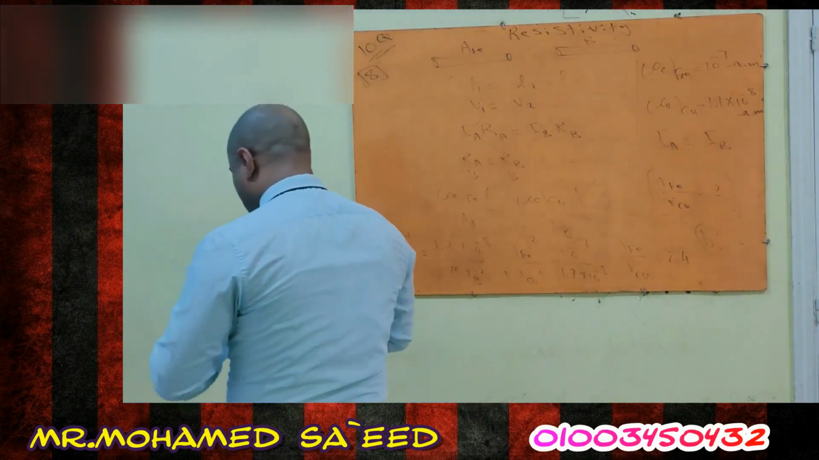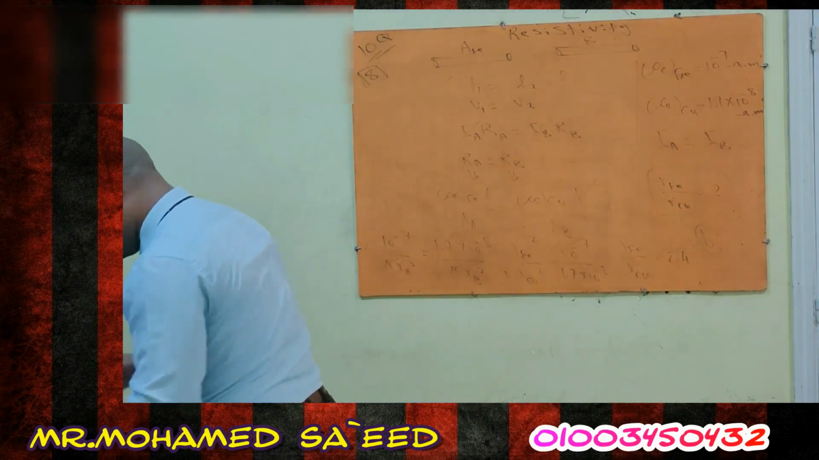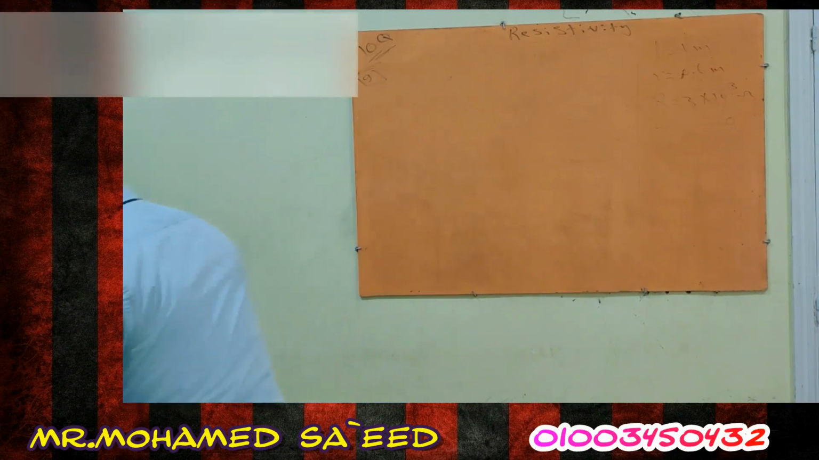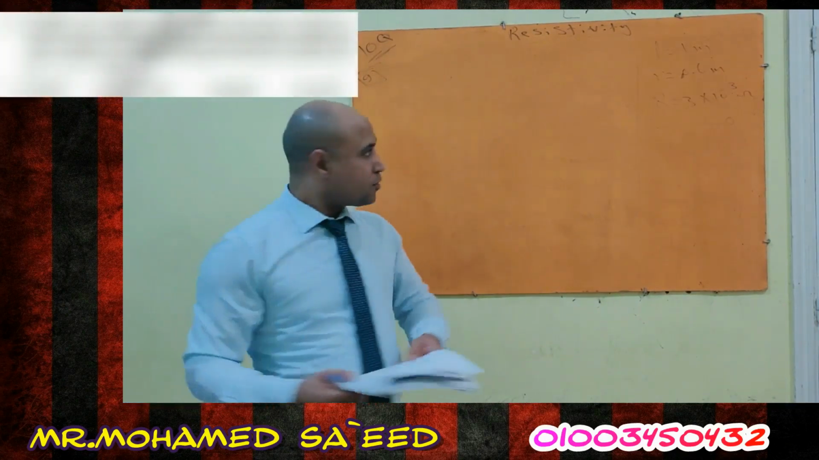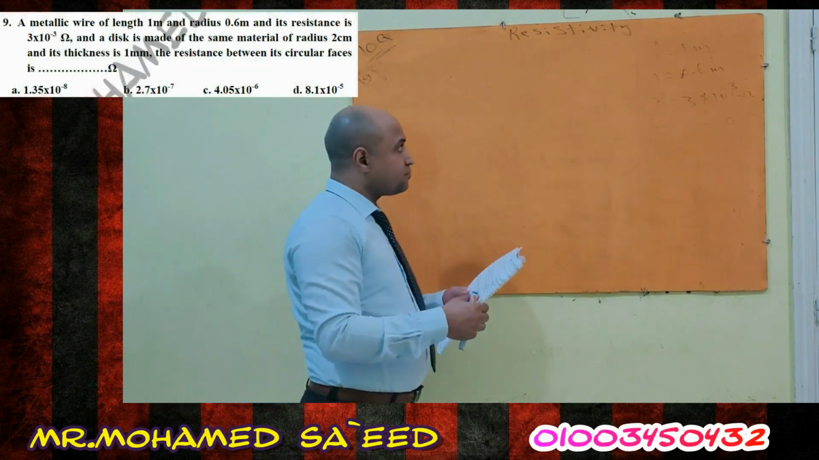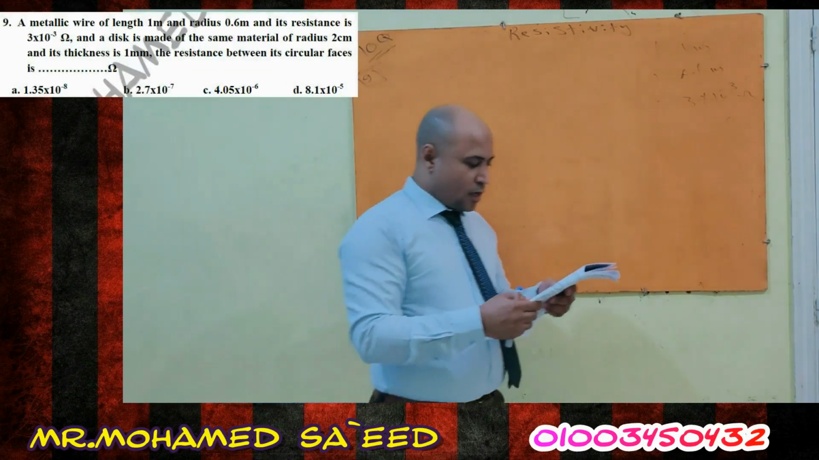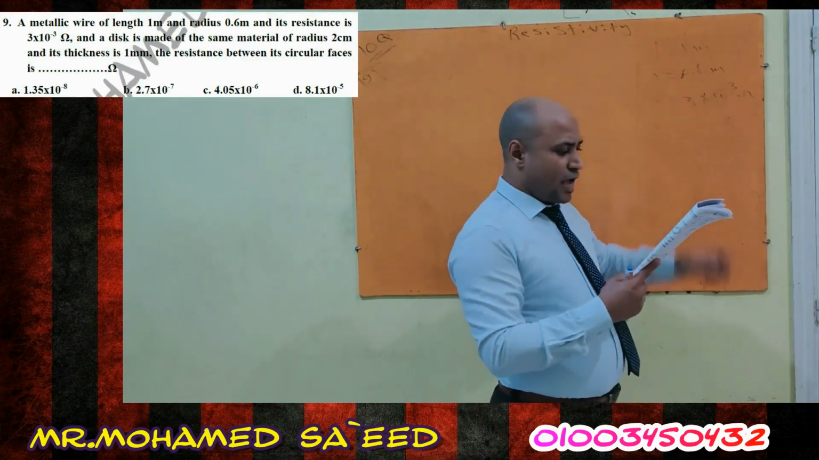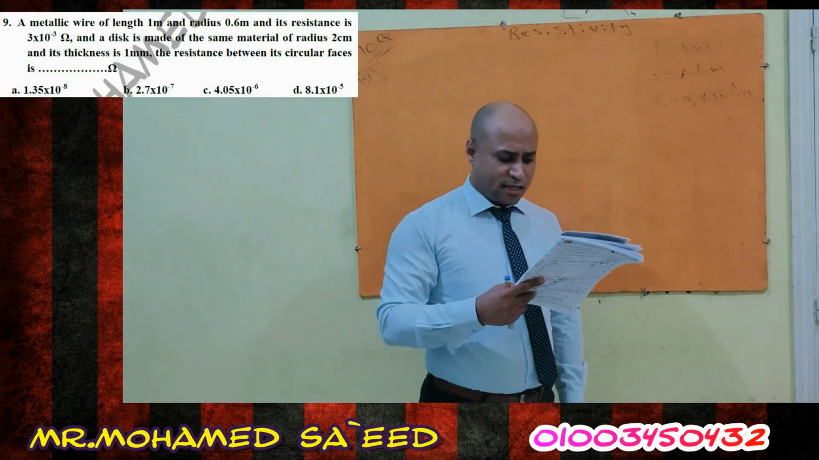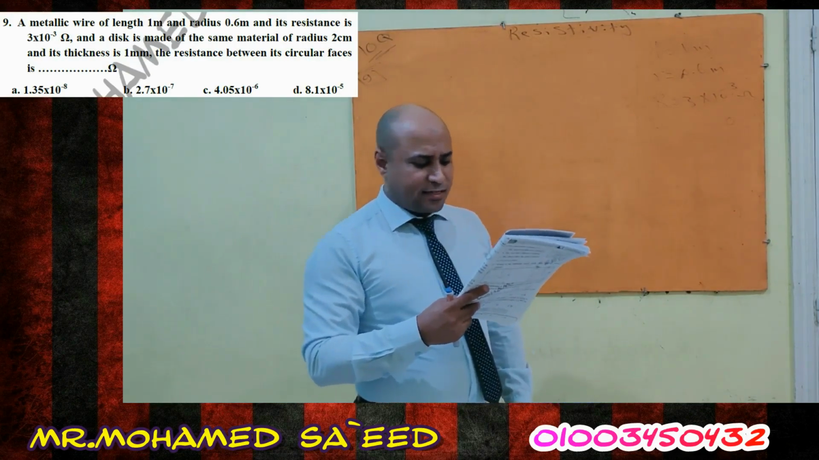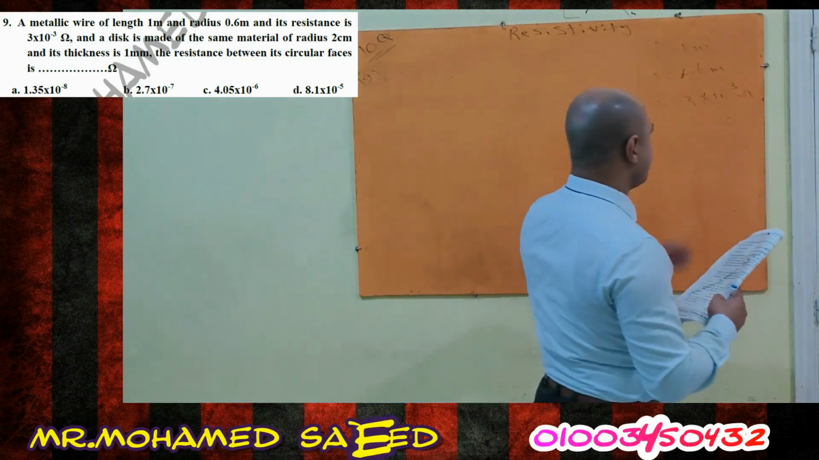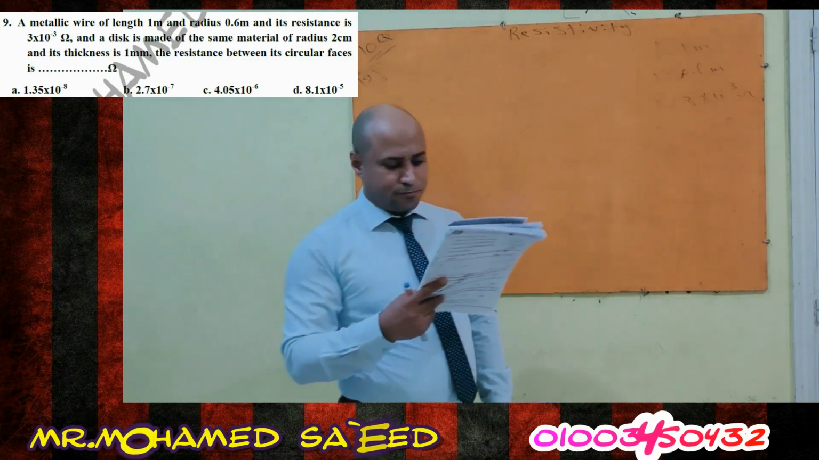Okay, another question. Question number 9. A metallic wire of length 1 meter and radius 0.6 meter, and its resistance is 3 times 10 to the power negative 3 ohm.